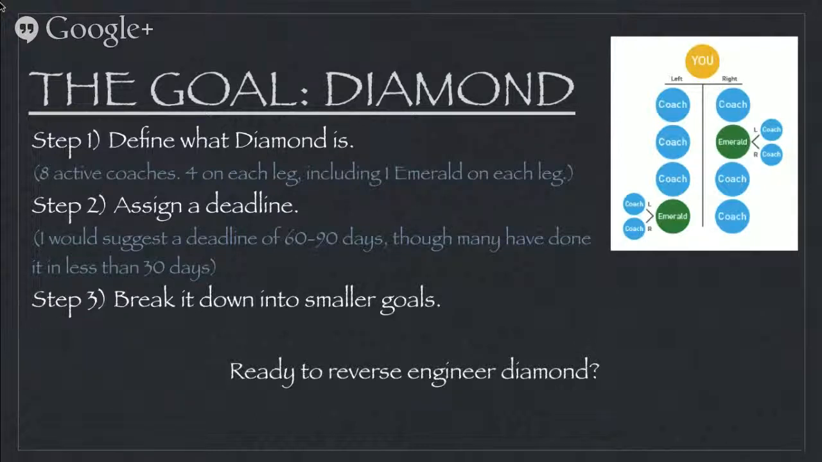So now we're going to go over the goal of Diamond. Same as before, step 1, define what Diamond is. Diamond has 8 active coaches, 4 coaches on each leg. One of those coaches on each leg is an Emerald. Step 2, we're going to assign a deadline. I would suggest a deadline of 60 to 90 days, though many have done it in less than 30. Step 3, break it down into smaller goals. So let's go on to reverse engineer Diamond.